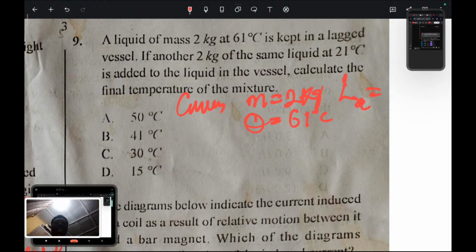If another 2 kg of the same liquid now, so we're having another mass. Let's differentiate the mass. I have M1, M2 to be 2 kg of the same liquid. But it says if another 2 kg of the same liquid at 21 degrees Celsius, theta 2, this theta 1 equals 21 degrees Celsius, is added to the liquid in the vessel. Calculate the final temperature of the mixture.